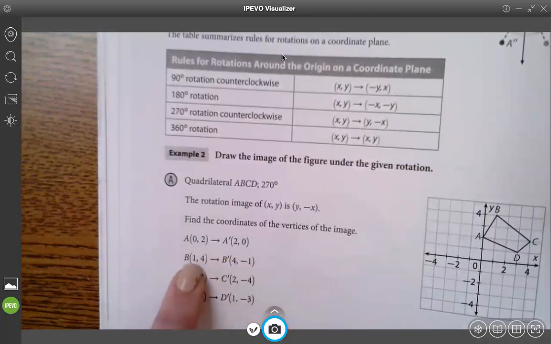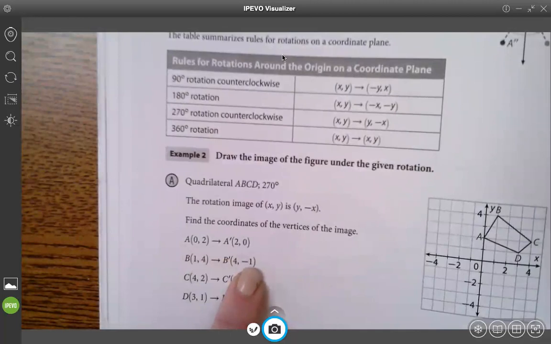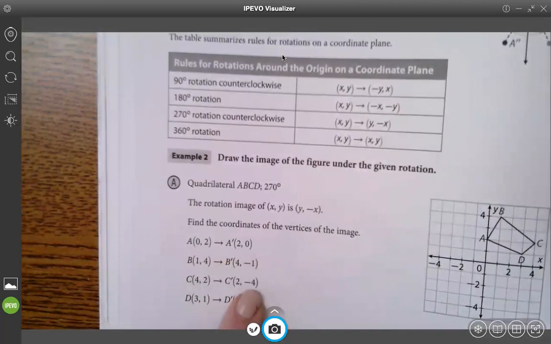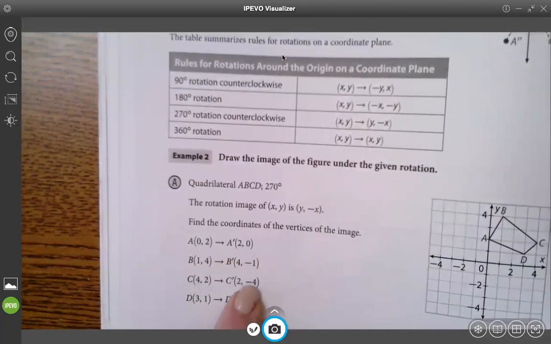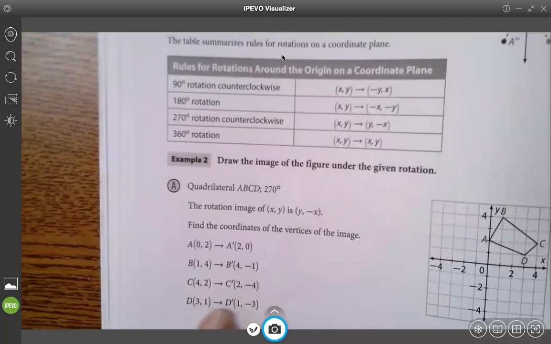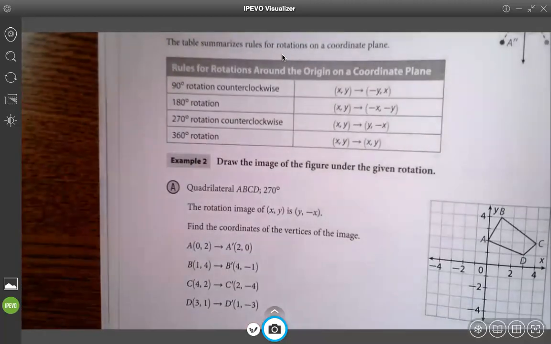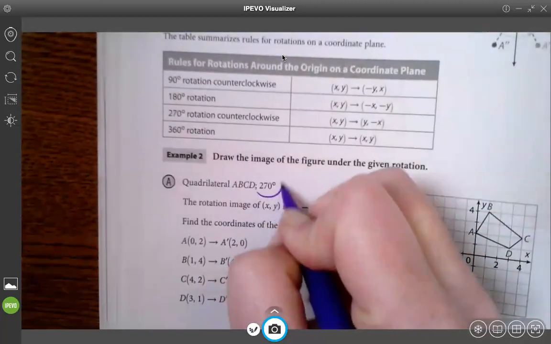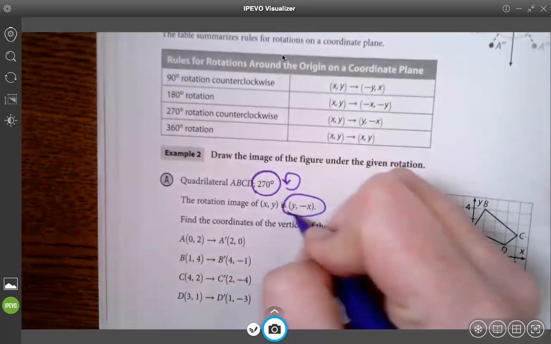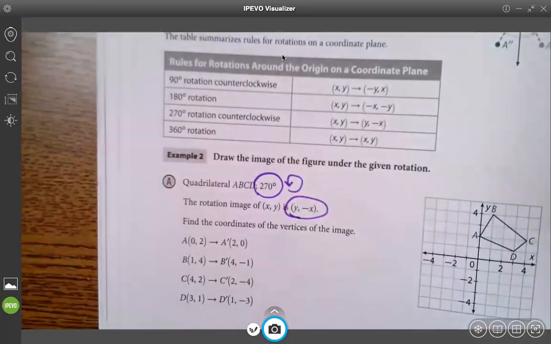And this old front number, or the new back number, has the opposite sign. 4, 2 became 2, negative 4. We switched the order and we changed the sign in the back. And then 3, 1 became 1, negative 3. We switched the order and we changed the sign in the back. And the reason we did that is because we were supposed to be rotating 270 degrees counterclockwise. And the rule for that is y comma negative x.